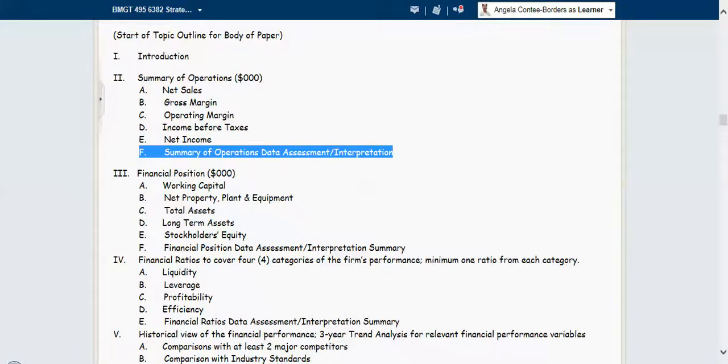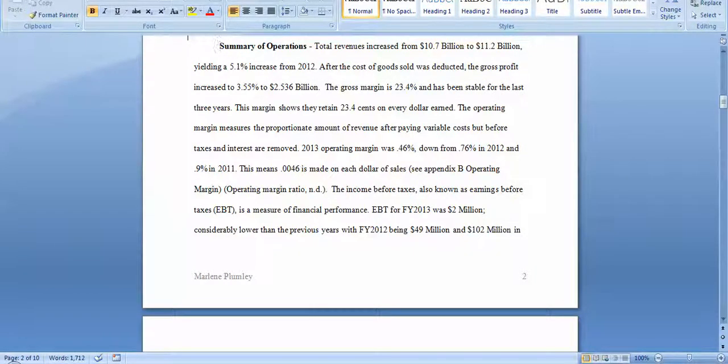What does it mean? Before we go any further, I want to flip over to a paper that had been done some time ago for another class, and I want you to just be able to see this. Here you'll see that in the summary of operations, they've said the total revenues increased from 10.7 billion to 11.2 billion. This was over a 3-year period, and it was a 5.1% increase from 2012. After the cost of goods were deducted, it showed that the gross profit increased 3.55%. And they go on to talk about the operating margins, to explain what happened to the numbers, not just what they were, but did they go up?